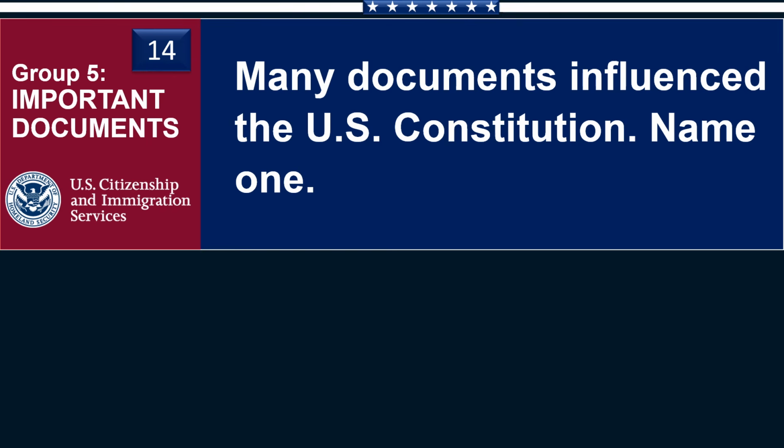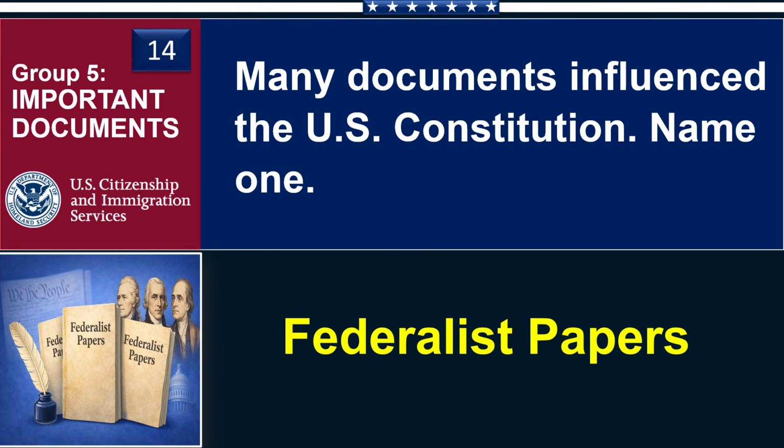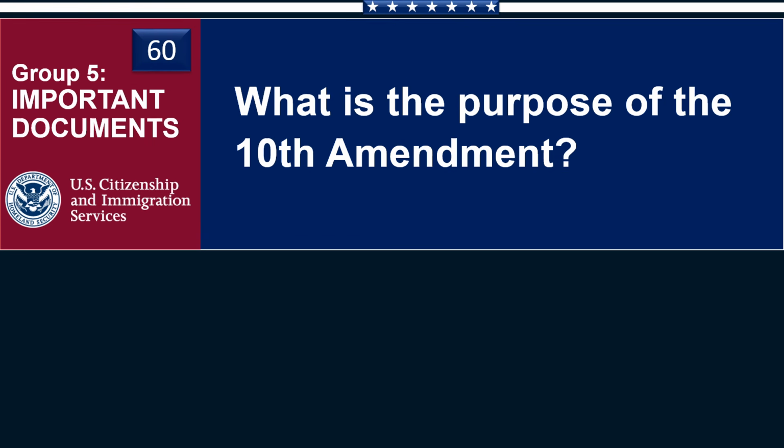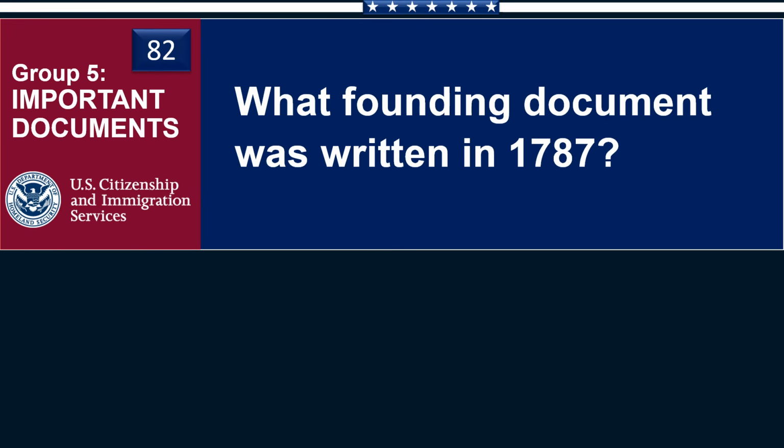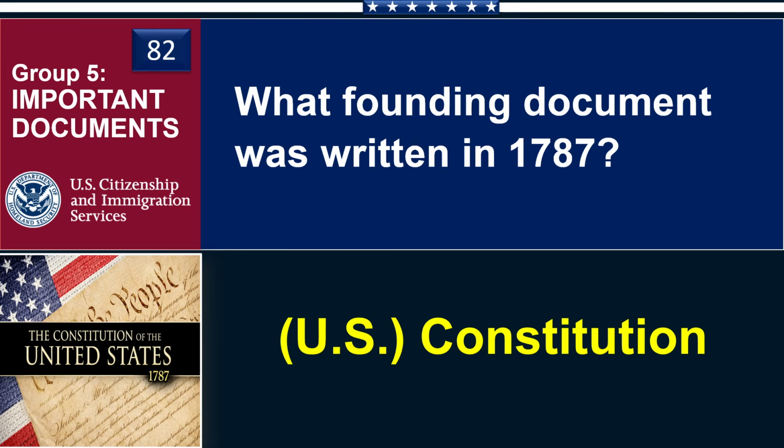Many documents influence the U.S. Constitution. Name one. Federalist Papers. What is the purpose of the 10th Amendment? Powers not given to the federal government belong to the states. What founding document was written in 1787? U.S. Constitution.